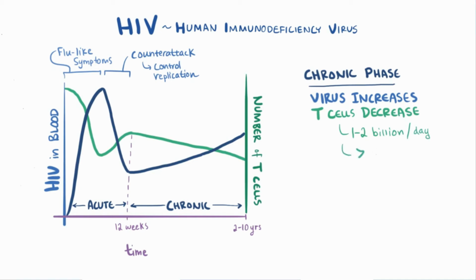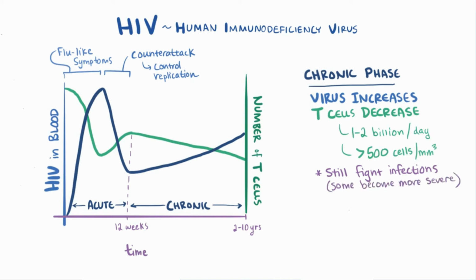During this chronic phase, T cell counts usually remain at 500 cells per cubic millimeter, about the size of the head of a pin, and patients can still fight off other infections very well, although some infections like tuberculosis become more common and severe. Remember how HIV replication can create mutations?